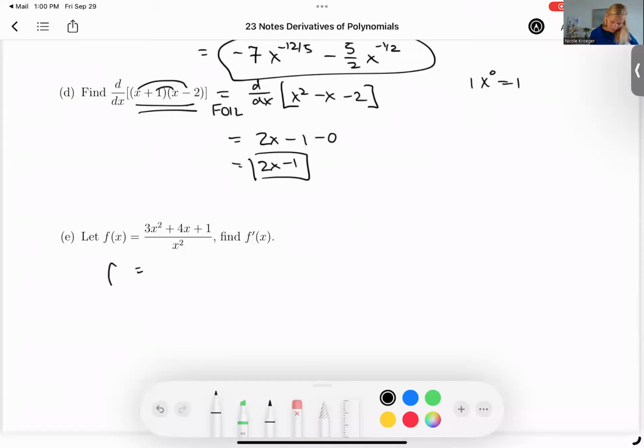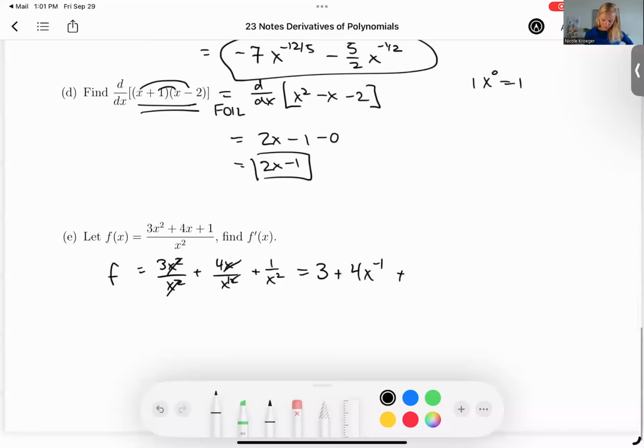So we can rewrite this as 3x squared over x squared plus 4x over x squared plus 1 over x squared. X squareds cancel out, so we're left with 3. And x cancels out here. So this will be 4x to the negative 1, because it's 4 over x to the first, but we need that x not in a denominator. And then this is plus x to the negative 2, just rewriting that. So all I've done so far is rewrite this. Now I have to take the derivative.